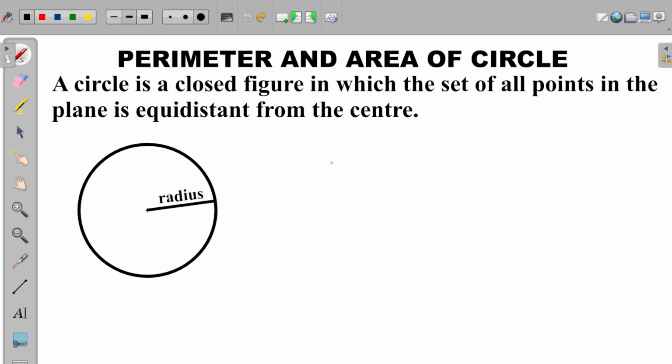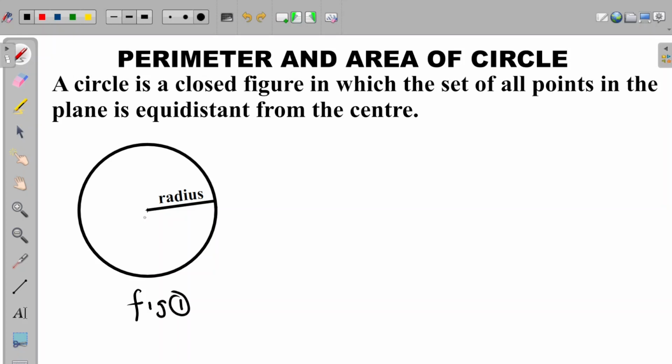Now, a circle is a closed figure in which the set of all points in the plane is equidistant from the center. So here is a circle, and all points in the plane are equidistant from the center. We have a figure, which you can call figure 1, and in this figure we are saying that all points in the plane are equidistant from the center.